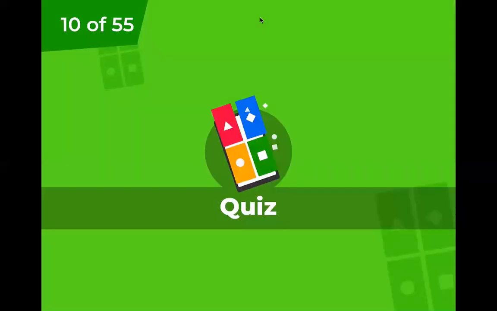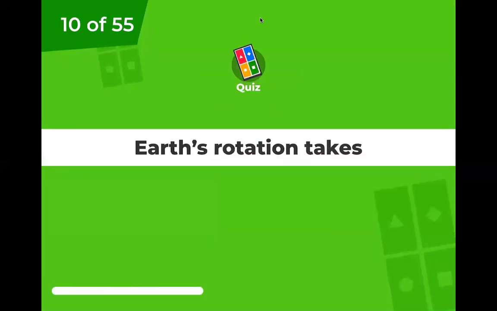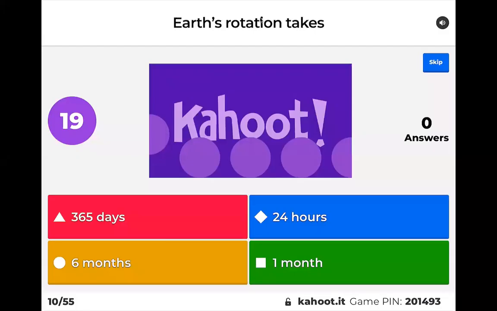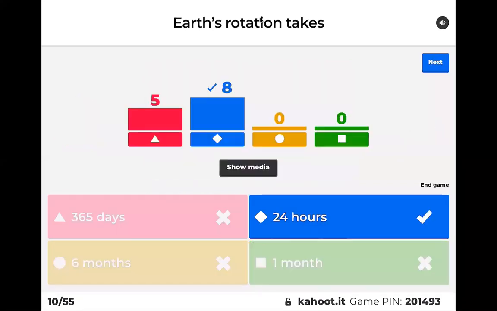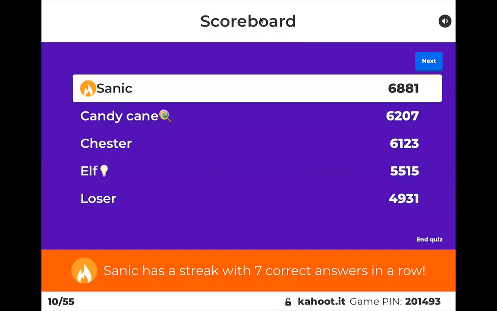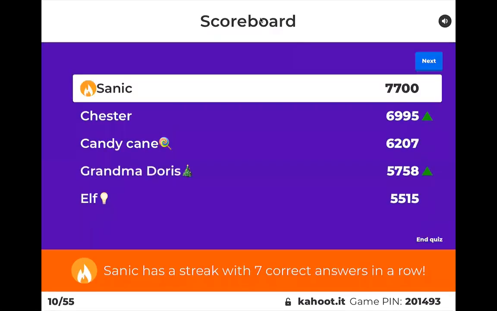Let's see here. Earth's rotation takes 365 days, 6 months, 24 hours, or 1 month. So you have to know what rotation is. Yes, 24 hours rotation. Chester's coming back.